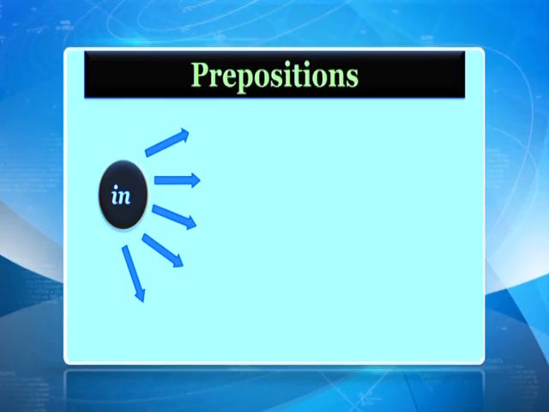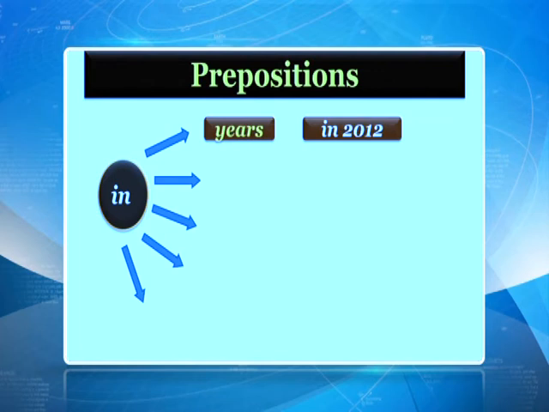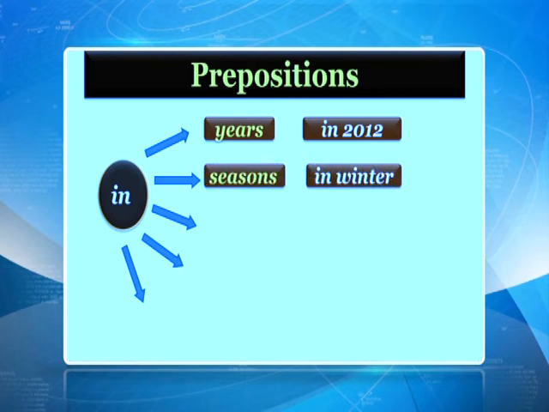Okay, let's see the first use. We say years. So if you are mentioning a year, you say in. Don't say on. You say in 2012. So number one is years.